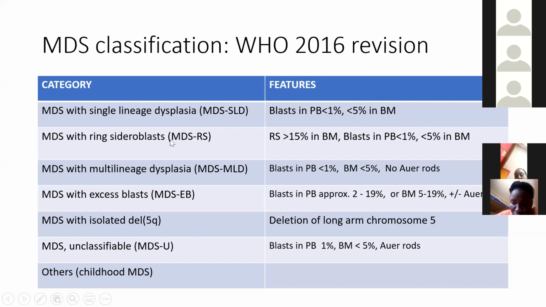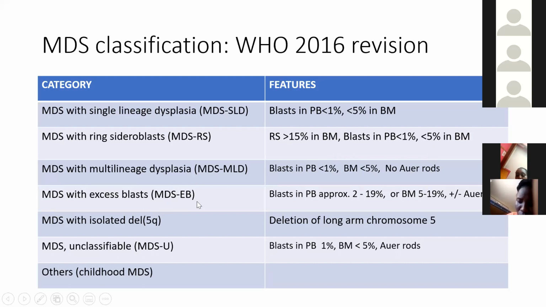Then we have that with ringed sideroblasts. That's a special group where you have ringed sideroblasts in the bone marrow, okay? Again, blasts in peripheral blood and bone marrow are not many. Then you have MDS with multilineage dysplasia. This is more than one cell line is involved. It can either be 2 cell lines or 3 cell lines. Again, blasts are not many and no Auer rods are seen.